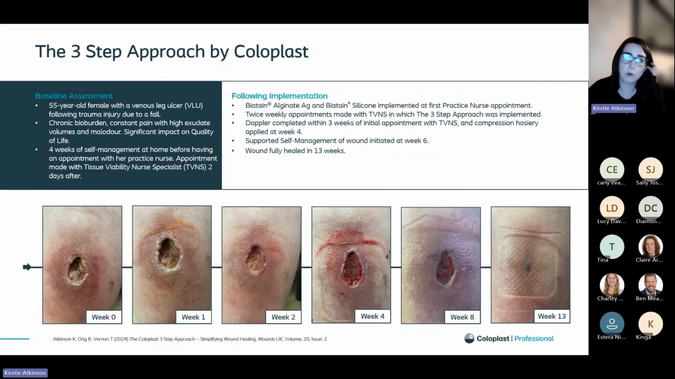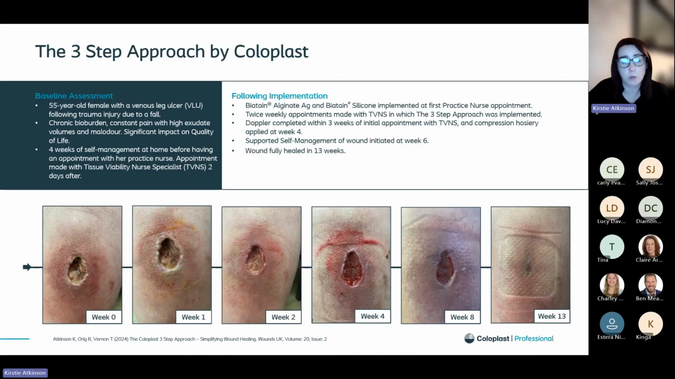As she had a chronic bioburden, she was in constant pain. She had high exudate volumes, which you can see on that first photo there. You can see it pooling in the wound. And there was a malodor coming from the wound. It had a significant impact on her quality of life.